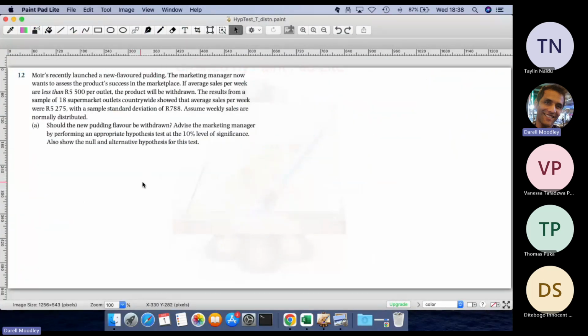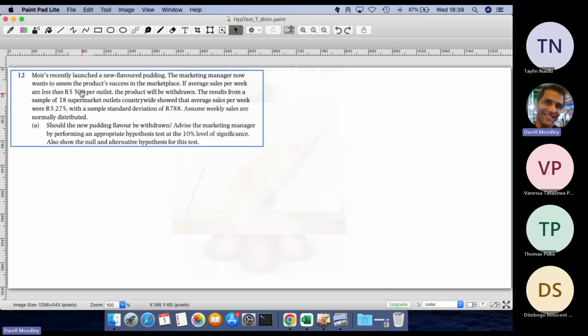Now we've got a different type of problem. This question says, Moyers recently launched a new flavored pudding. The marketing manager now wants to assess the product's success in the marketplace, and we'll read on and see how this manager quantifies success. If the average sales per week is less than 5,500 Rand per outlet, then the product will be withdrawn.